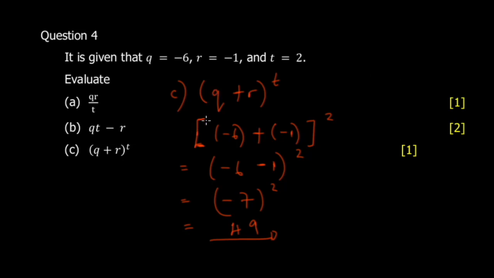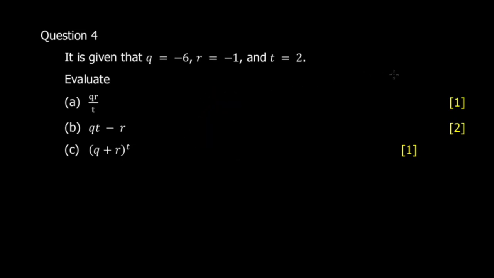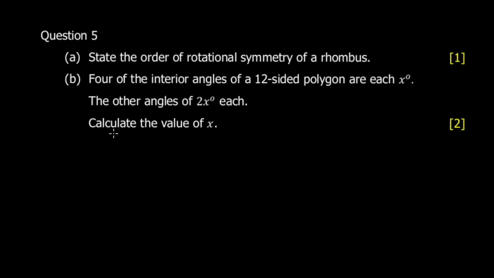Just use brackets. Let's move to question 5. Question 5 says, state the rotational symmetry of a rhombus. Usually they actually ask for polygons, regular polygons. That means heptagon, pentagon, square, and all that. And usually for those, the order of rotational symmetry is equal to the number of sides. But then for rhombus now, it's a little bit tricky.